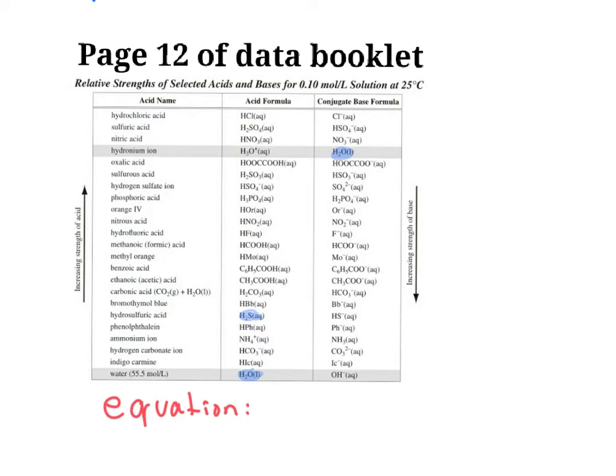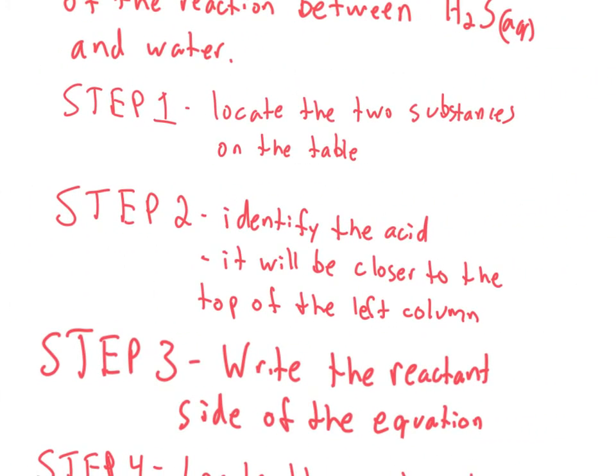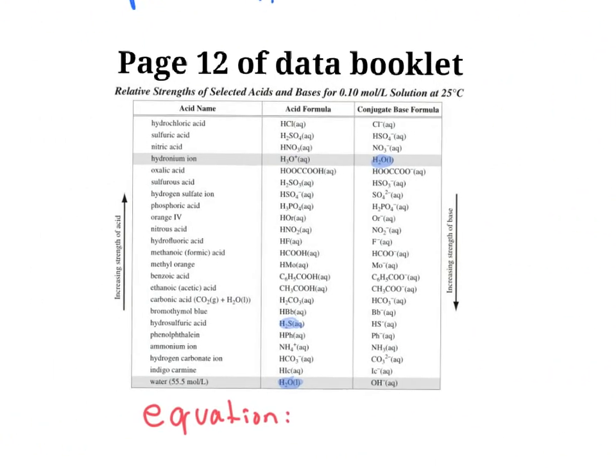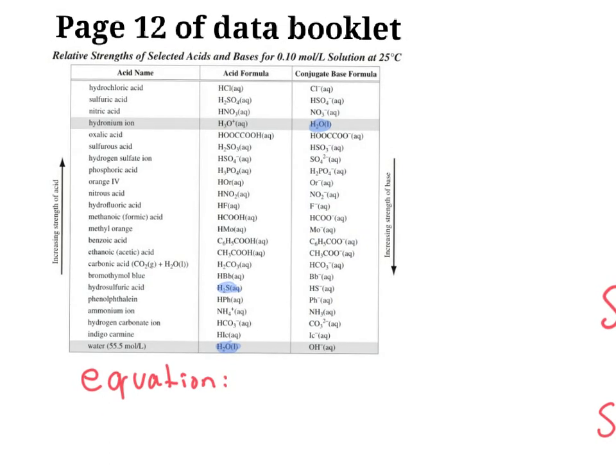Then step number 2 is to identify the acid. And the acid's always going to be the closest to the top on the left column. So if we go back to our left column, we see that H2S is going to be the acid. H2S will have to be the acid. And that means that H2O is going to be the base. That means we're not going to pay attention to this water. Now we are going to be looking at this water.